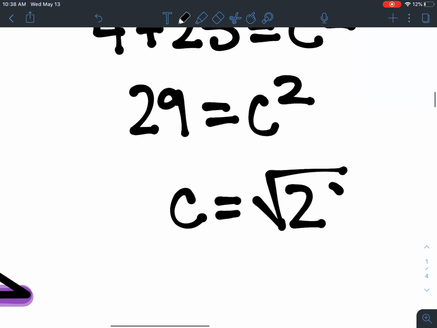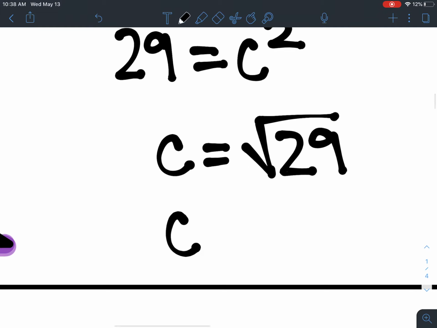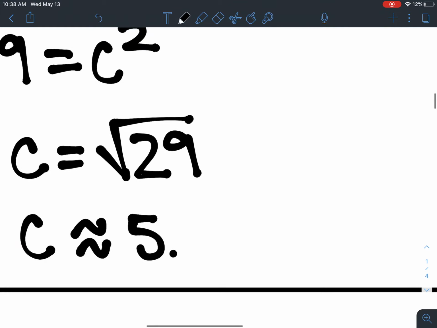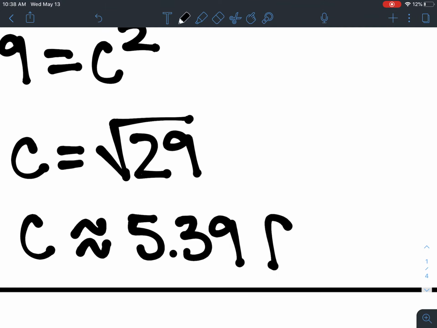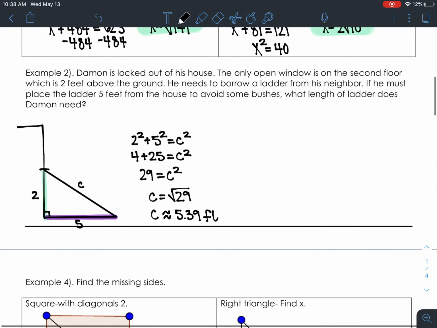Because we are talking about a real world scenario, you wouldn't go into a shop and say that I need a ladder that's the square root of 29 in length. So we're going to approximate that a little bit and say that the ladder is approximately 5.39 feet. And that's your final answer.